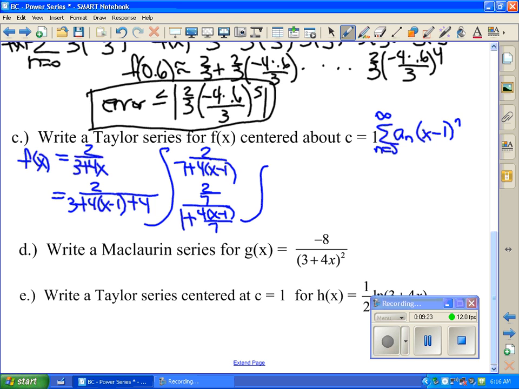So, writing this in, from our a over 1 minus r formula, the power series is n equals 0 to infinity, 2/7 for my a, -4 times x minus 1 over 7, all raised to the n for my r part of the series.